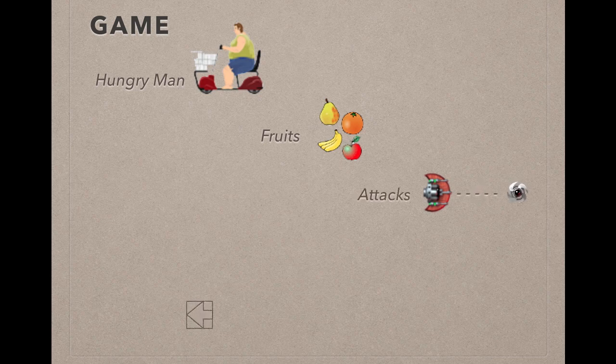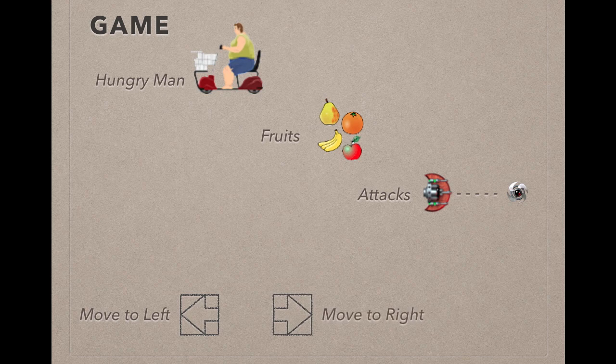Let's see the game controls. The left key can be used to move to the left, the right key to the right, and the up key to jump. Let's play the game.